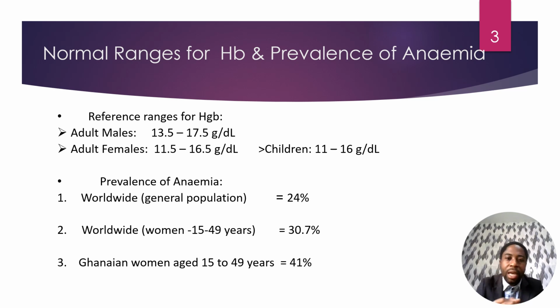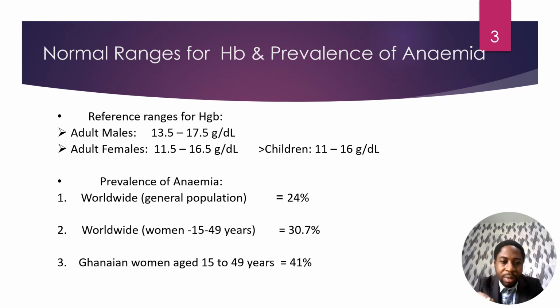Normal ranges of hemoglobin and prevalence of anemia. Worldwide, the normal range of hemoglobin concentration in adult males is 13.5 to 17.5 grams per deciliter. For adult females, it is 11.5 to 16.5 grams per deciliter. And in children, the normal range is from 11 to 16 grams per deciliter. So if your hemoglobin concentration falls below these ranges, it means you have anemia. These figures are also not cast in stone. They may vary slightly from one population to another.